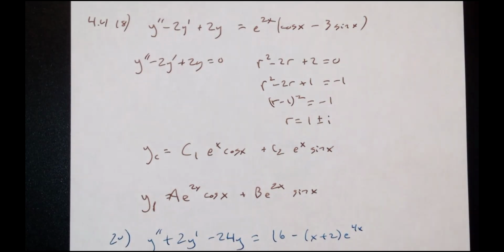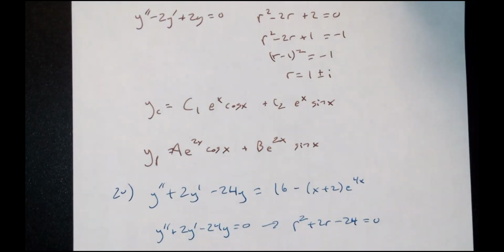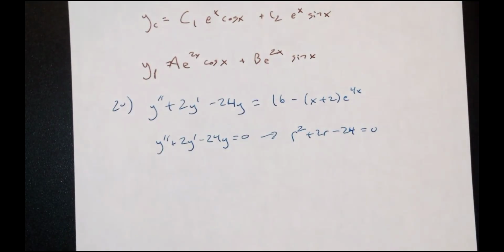(16 minus x plus 2e to the 4x). Well, isn't that just disgusting? Again, let's start with the homogeneous version. And that's just a quadratic. But fortunately for me this time, this quadratic factors.